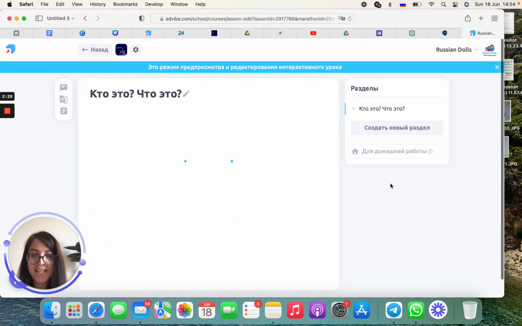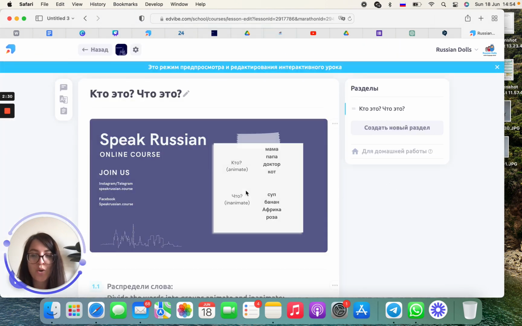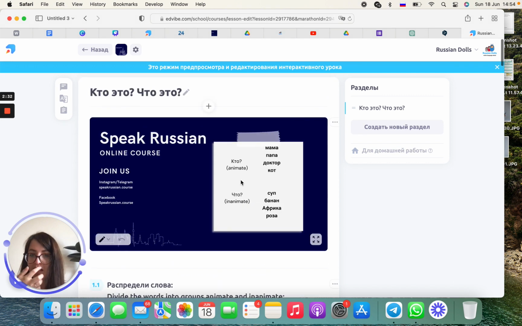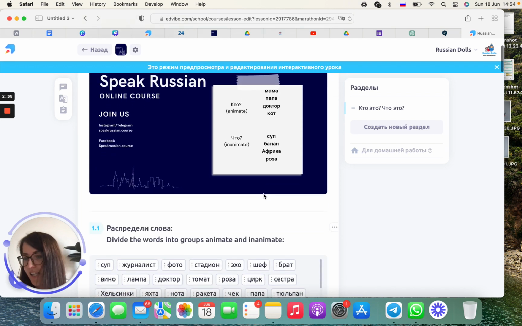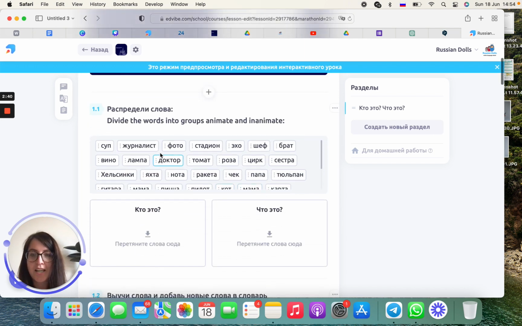Lesson. So number 4 is кто это, что это, animated and inanimated nouns. It's easy to understand. This task is распределить слова. It means to divide the words to the column.